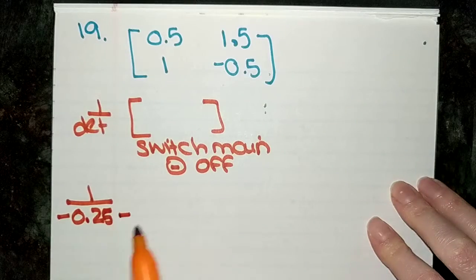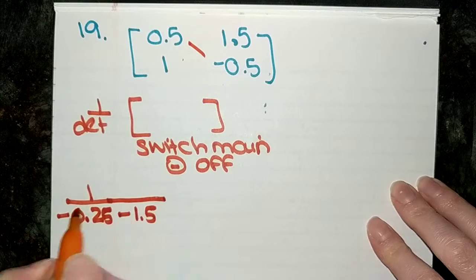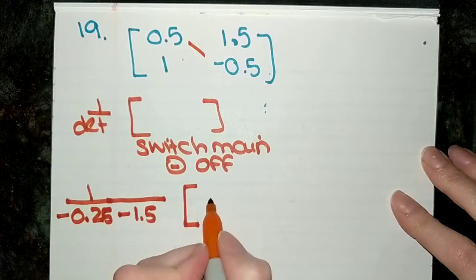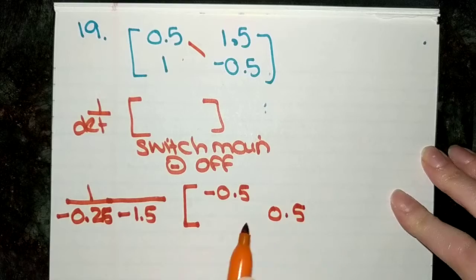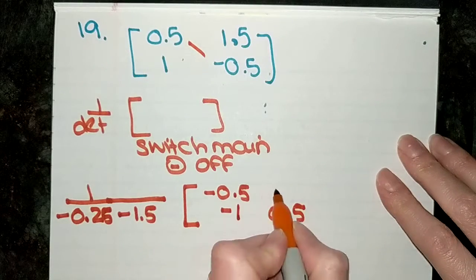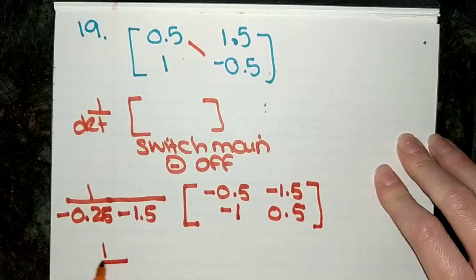Then subtract that from this diagonal, 1.5. Okay, and then we'll multiply that by this new matrix where we switch these positions. So negative 0.5, 0.5, and then make negative the off diagonal elements. So we have negative 1, negative 1.5. Okay, now you do need to simplify this.